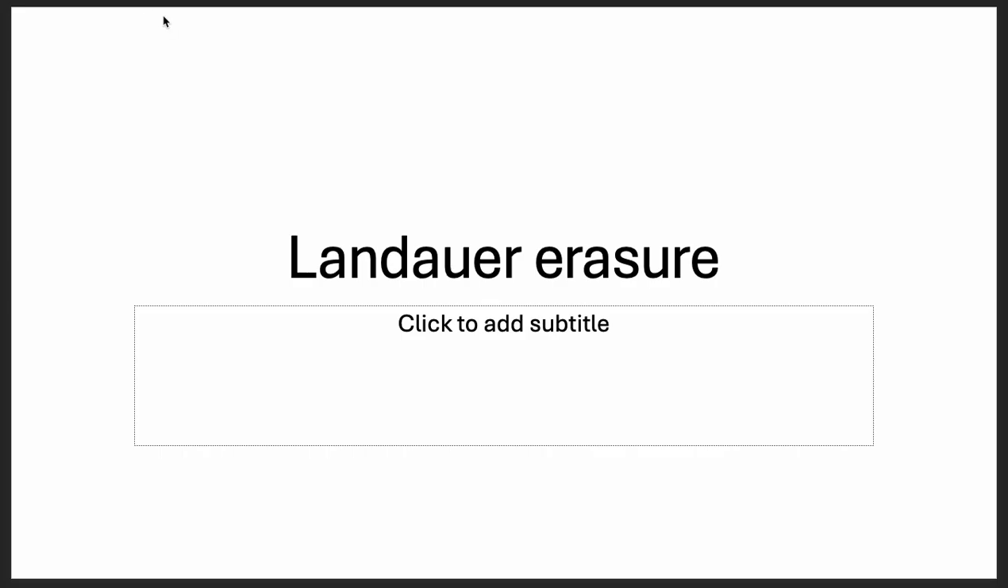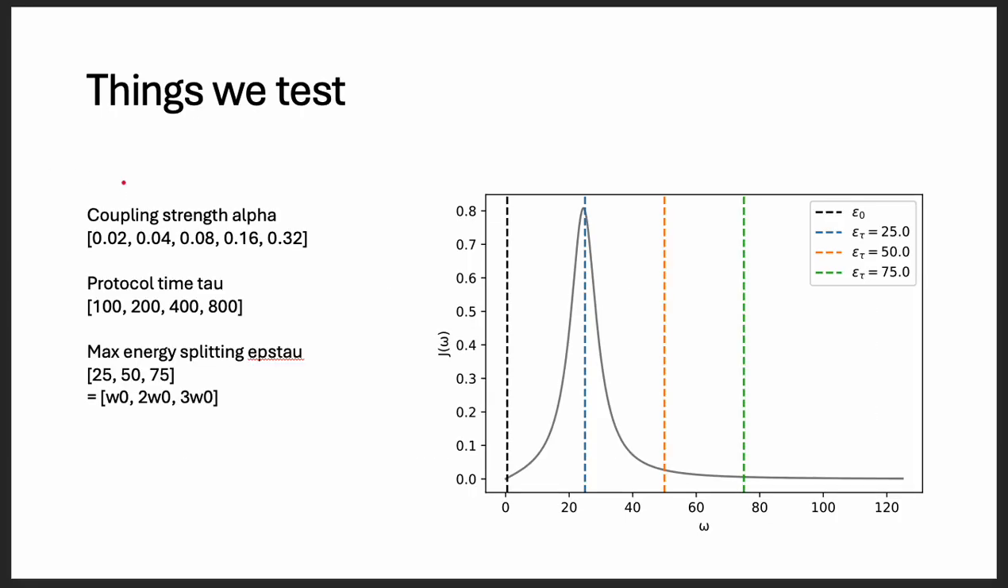So here's a bunch of results for the Landauer erasure work statistics stuff. Well, there's actually no work statistics stuff so far. It's mostly just been checking for convergence in the system dynamics.